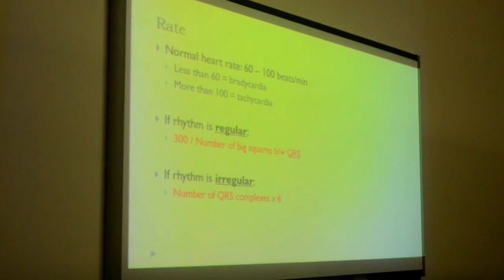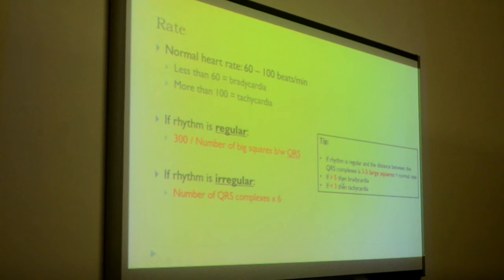Now, a quick tip. Sometimes you don't want to know the exact heart rate, but you just want to know if the heart rate is normal or not. When you're looking at the QRS complexes, if the large squares between them are 3 to 5, this is normal. Let's calculate it. 300 divided by 3 is 100, which is the upper limit of normal. 300 divided by 5 is 60, which is the lower limit of normal.